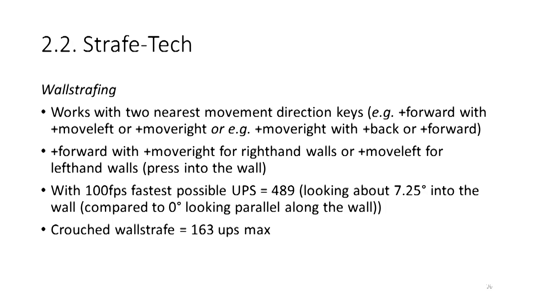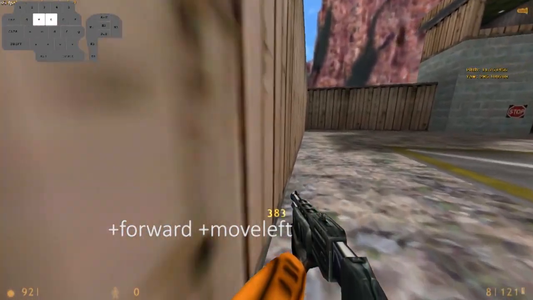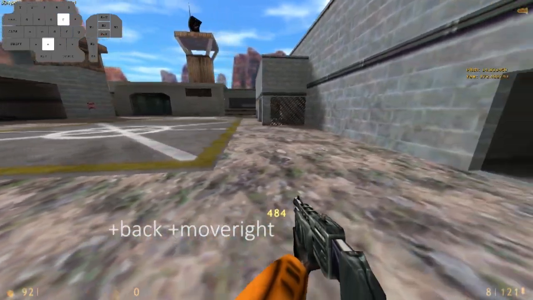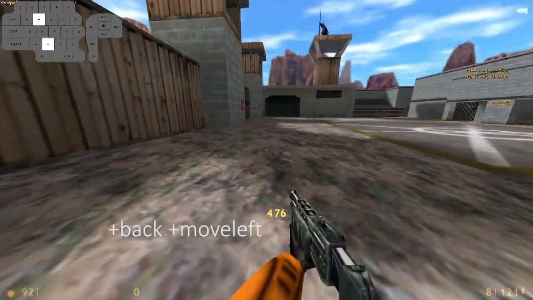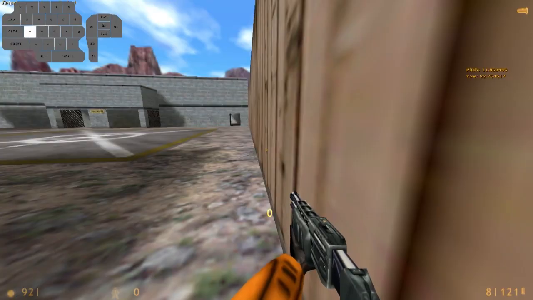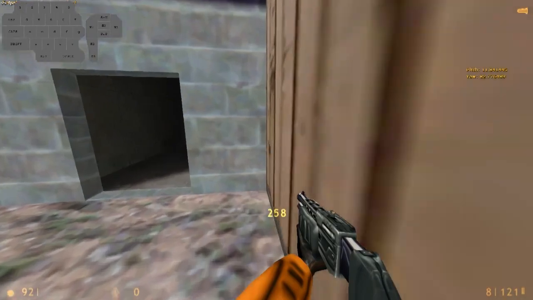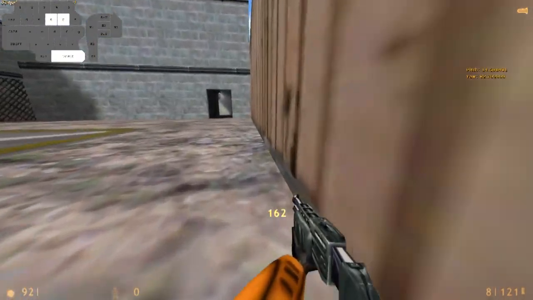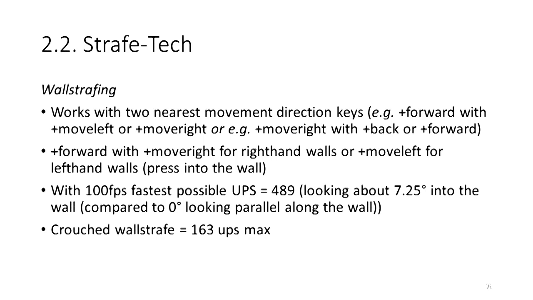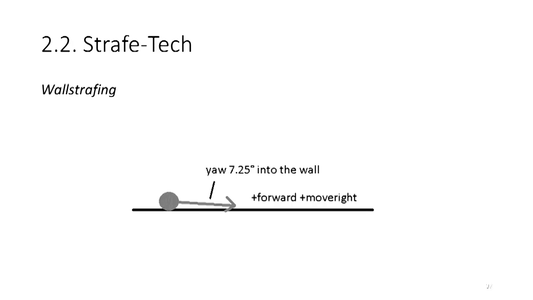For similar reasons, Wallstrafing gives you more than 320 UPS speed. When, for example, pressing into a right-hand wall and pressing plus forward and move right, those two commands amplify and produce Wallstrafing. Tied to a FPS max setting of 100, the most speed you can get from Wallstrafing is 489 UPS when running and 163 UPS when being crouched. The optimal angle to achieve this max Wallstrafing speed is turning 7.25 degrees into the wall compared to a parallel view alongside the wall.